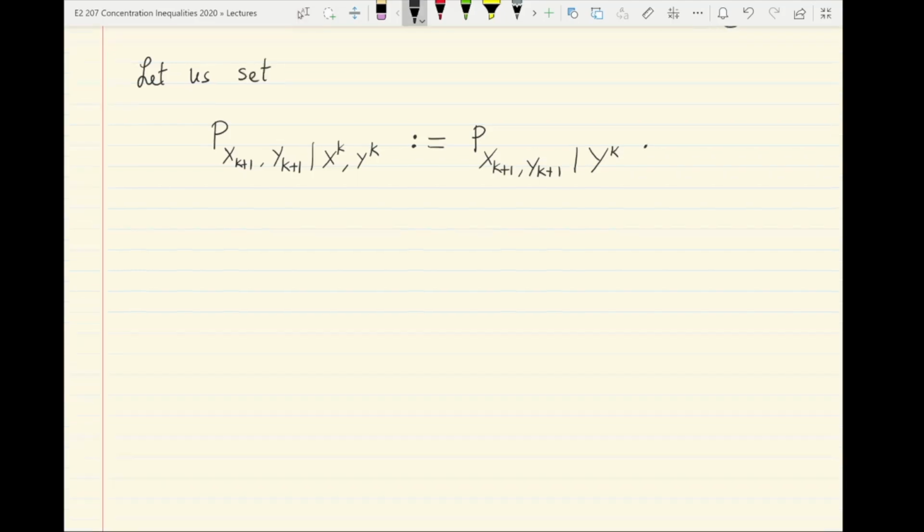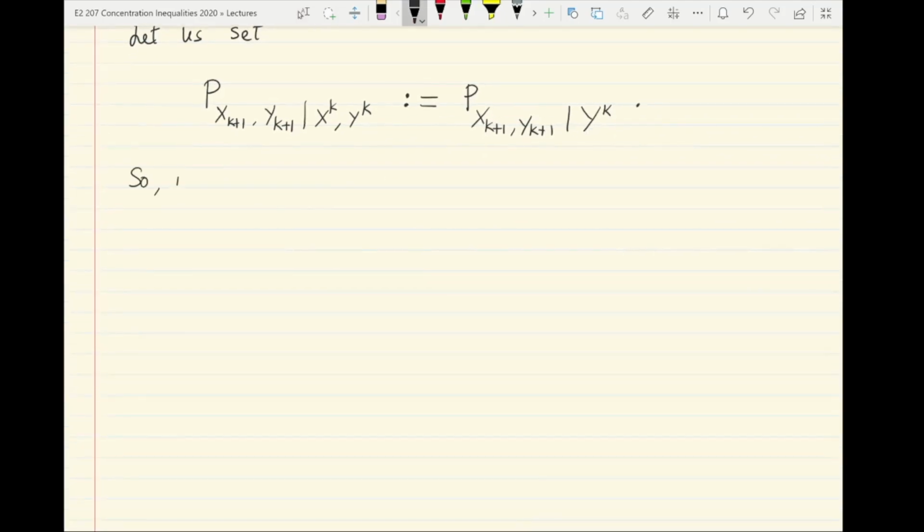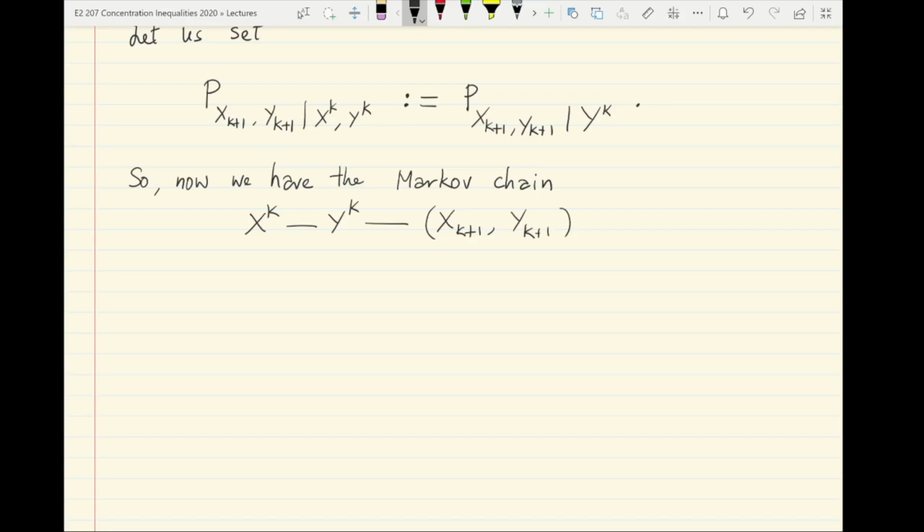Now by doing this, we have ensured a Markov chain. We have defined a Markov chain that says that if you have xk, from it you can generate yk, because you have a joint distribution between xk and yk. This is using the existing coupling, the induction hypothesis coupling for n equal to k, and from there yk alone is enough to generate the next pair xk plus 1, yk plus 1.